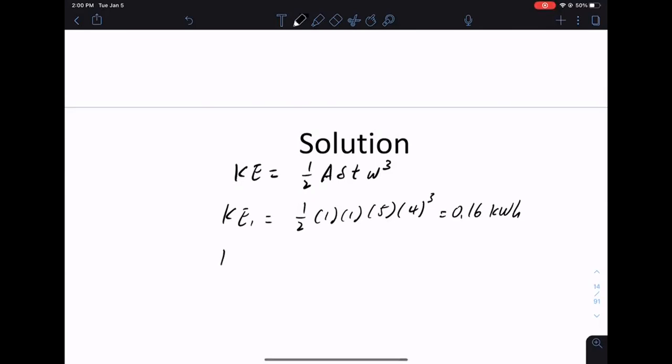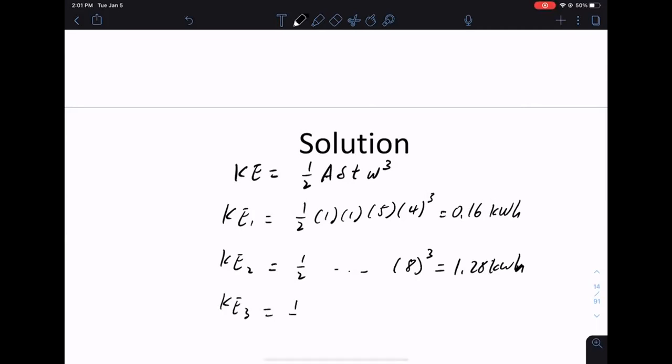Or you go to, let's say, 8, I double the speed. This is 1.28 kilowatt hour. So this is definitely enough to power your home. Now, if you just increase this by a little bit to 9 meters per second, you get 1.822 kilowatt hour. So again, going from 8 to 9 does make a difference. You got 50% more power by just going from 8 to 9. So you're very sensitive to speed.